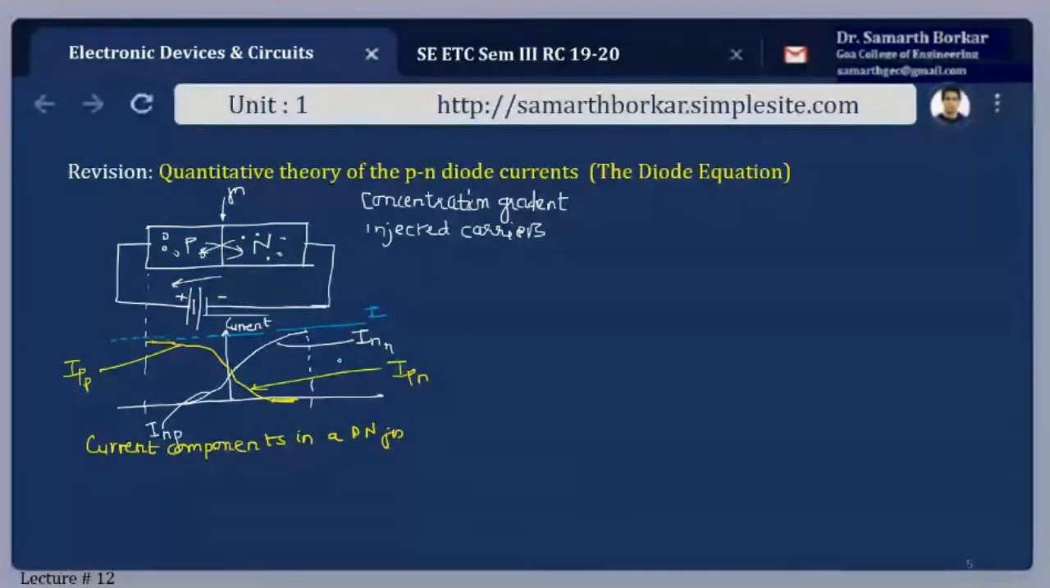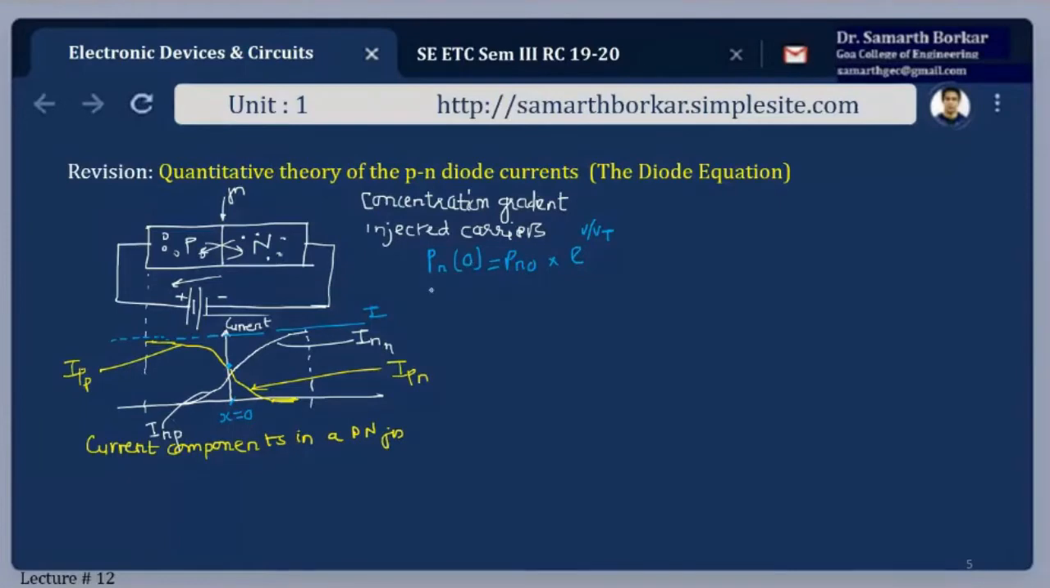Fine. So we can write, this we had seen yesterday, Pn of 0 equals Pno into e raised to V by Vt. What is Pn of 0? The 0 reflects the origin, that is the junction, x equal to 0 in brackets. Now, the concentration of holes in the N region, right at this point, this is the value. This yellow intersection is with the current axis.